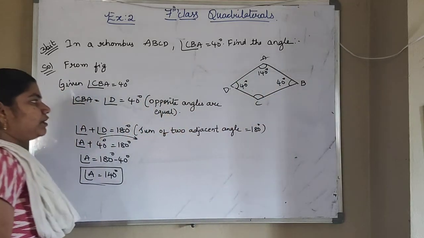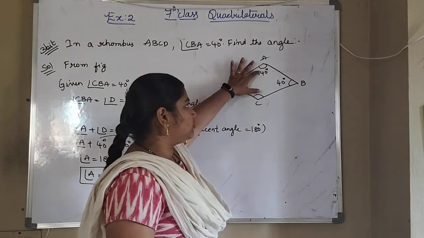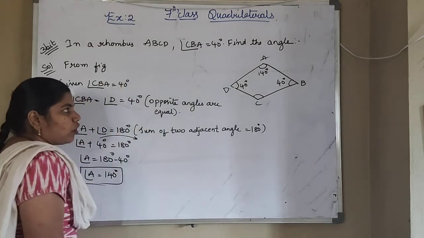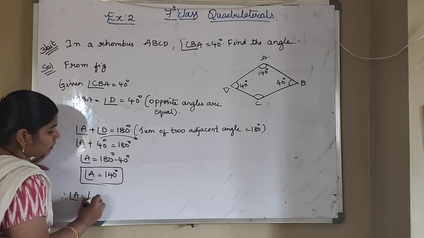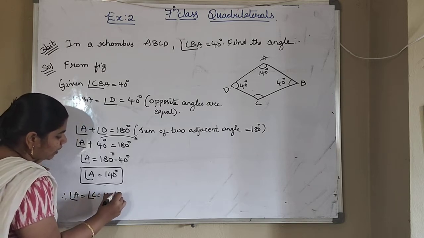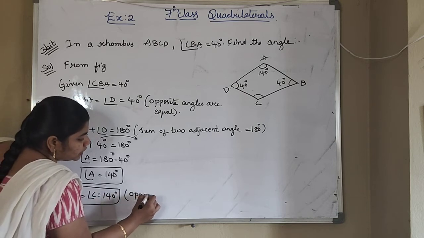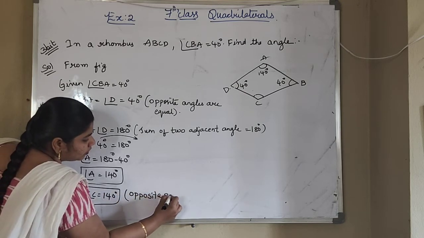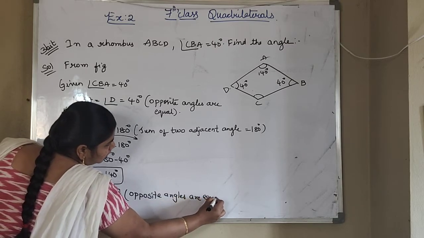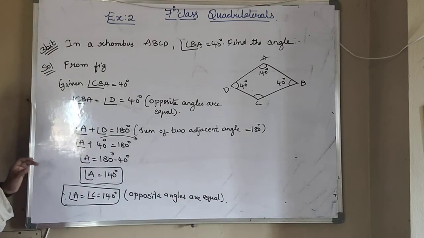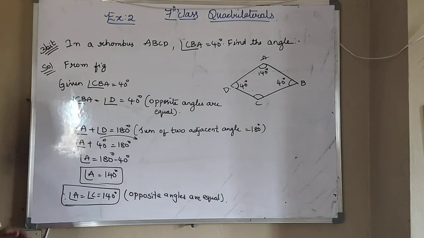140 degrees. And also we know that opposite angles are equal. So these two angles will be equal by using the rhombus properties. So we can write here angle A is equal to angle C is equal to 140 degrees because opposite angles are equal. So angle A, angle C will be equal to 140.